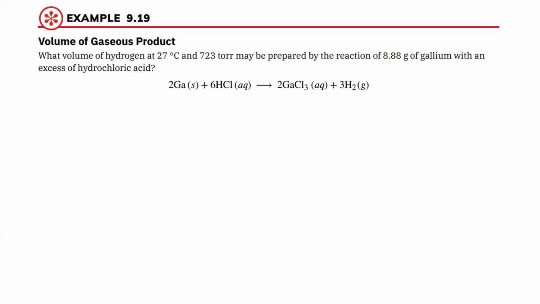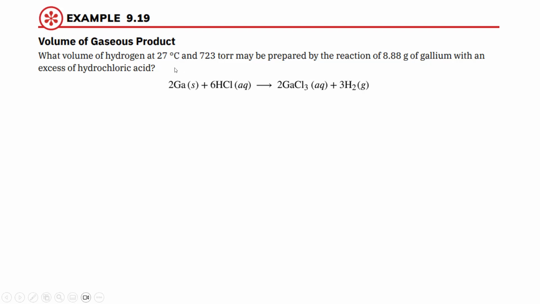So if we look at the question: what volume of hydrogen at 27 degrees Celsius and 723 torr may be prepared by the reaction of 8.88 grams of gallium with an excess of hydrochloric acid? So in this case, we know how much of the reactant we have. We're trying to figure out what volume of hydrogen would be produced.